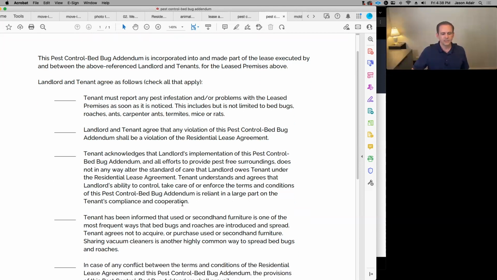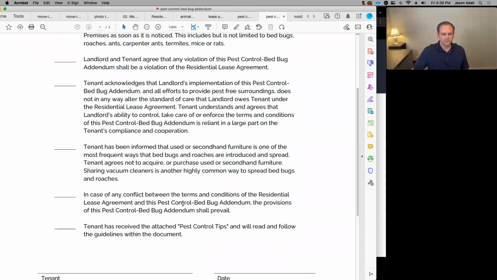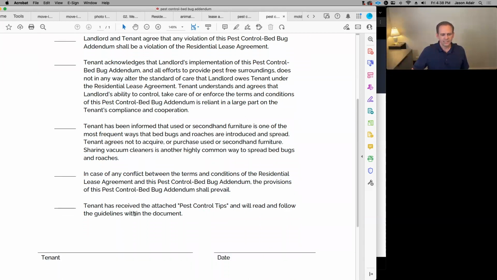And sometimes, depending on the addendum, like this one here says, tenants received attached pest control tips, and will read and follow the guidelines within the document. I actually believe that document is in the forms vault as well. It's like a bed bug pamphlet, which gives some really great information about bed bugs. If you're not familiar with them, you should read it and check it out.